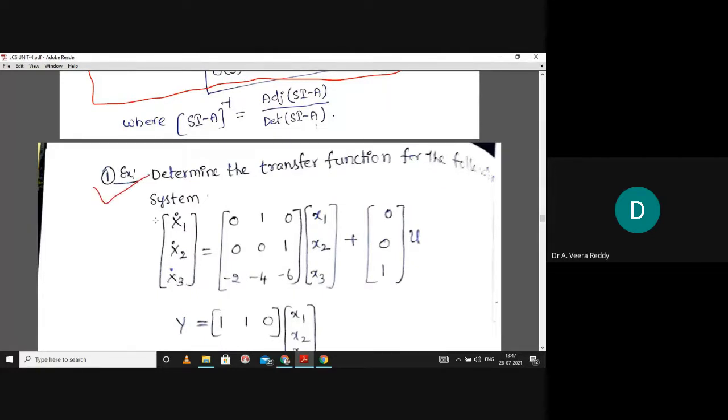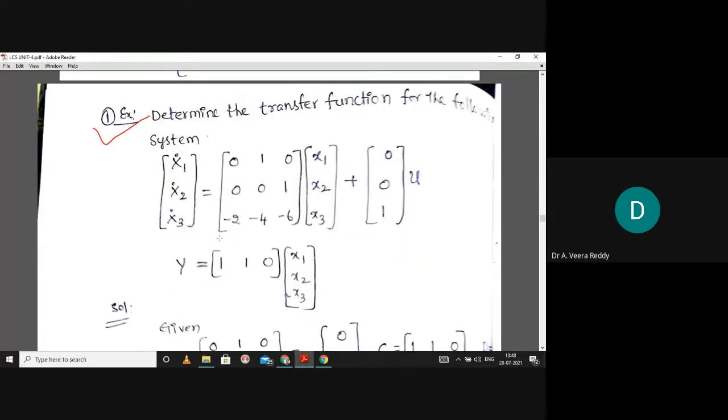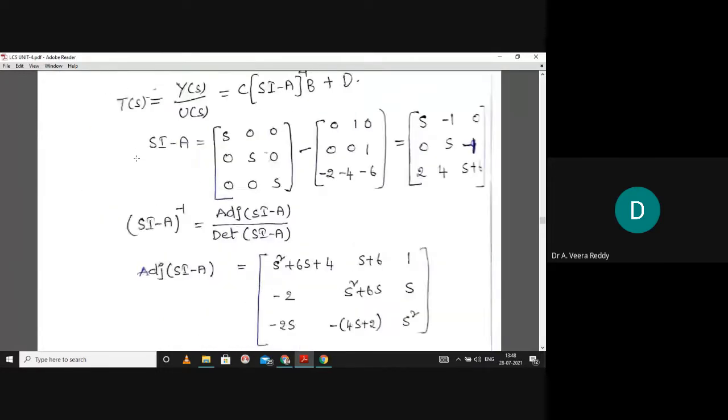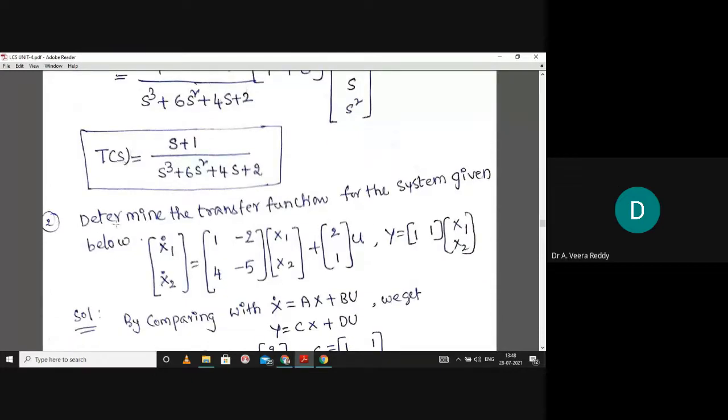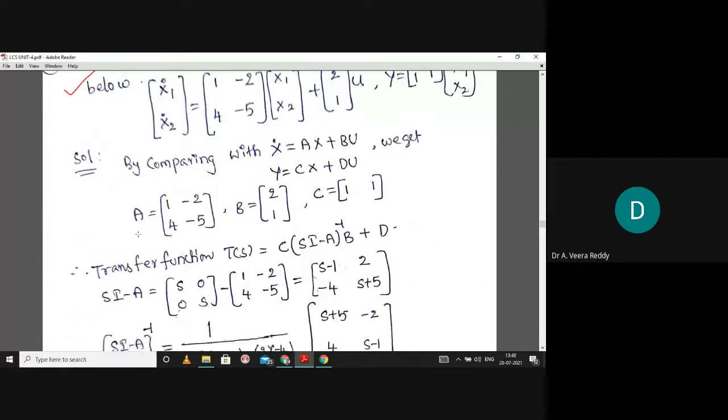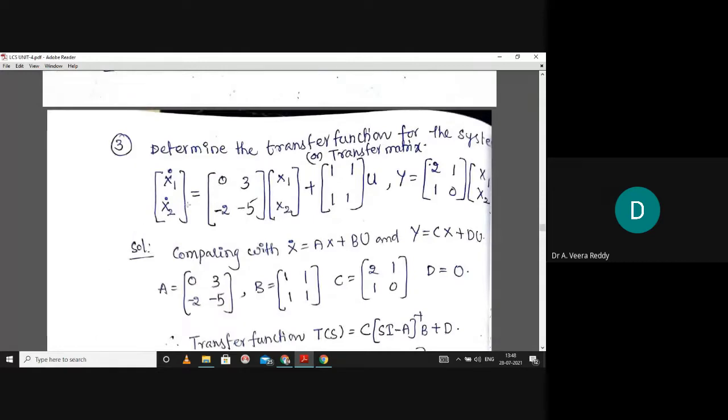This is a simple problem where three state variables are given, so it is a third order system, and similarly one simple problem, a second order system. Now we'll go for the third problem. It is also a very simple problem. Determine the transfer function for the system where the transfer matrix is given. Sometimes they may give you the A, B, C, D matrices.